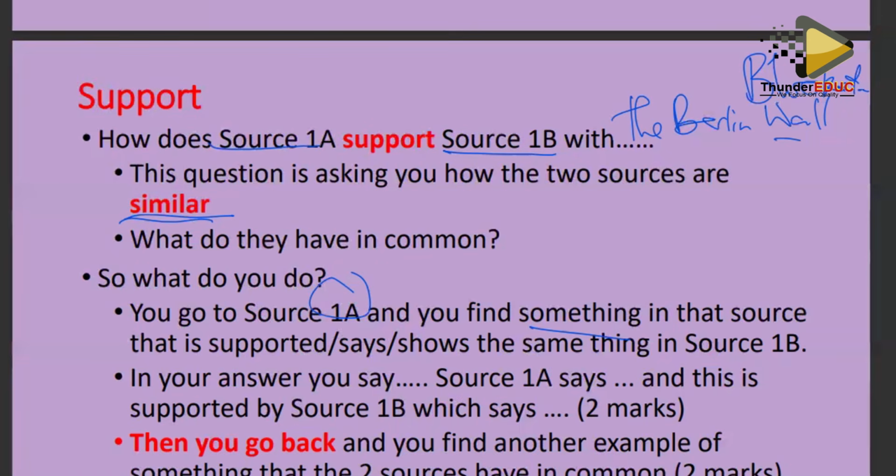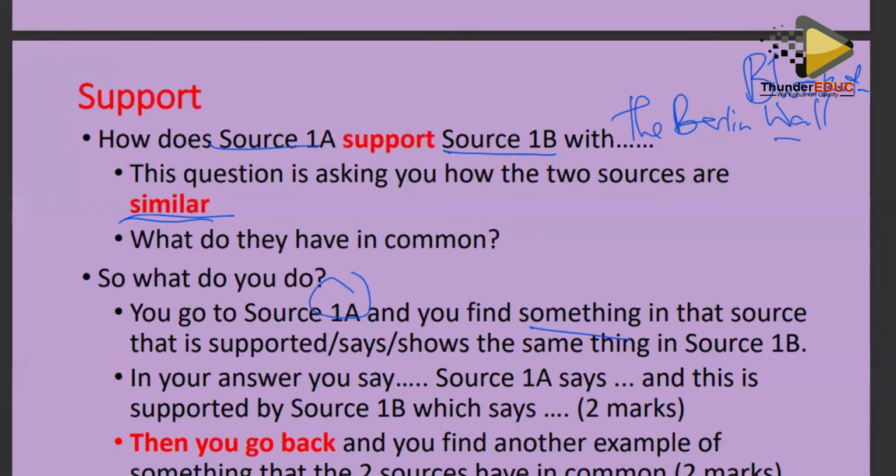It's a similarity. So in your answer, you have found that in source 1A they are talking of a concrete wall. The wall was made of concrete in the written source. And in the visual source, you are seeing that it's a concrete wall being shown in the picture. You have found a support between those two sources, a similarity between the two sources. Then how do you give out your answer? How do you write your answer?